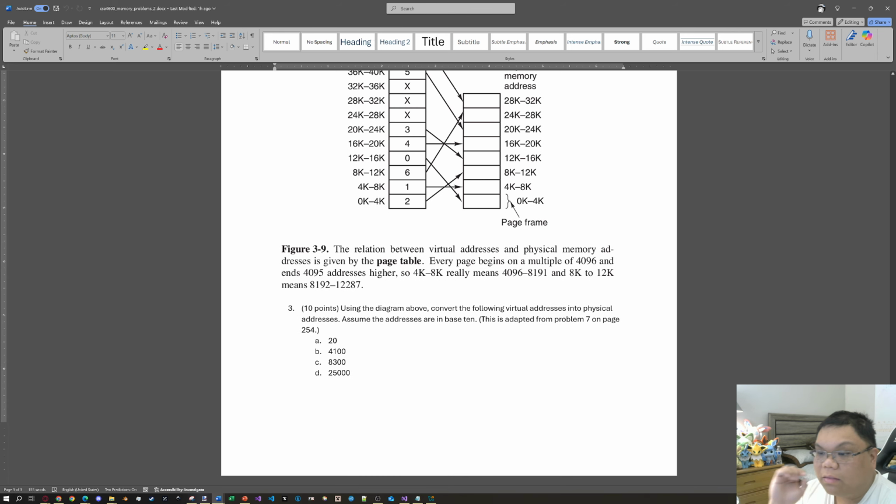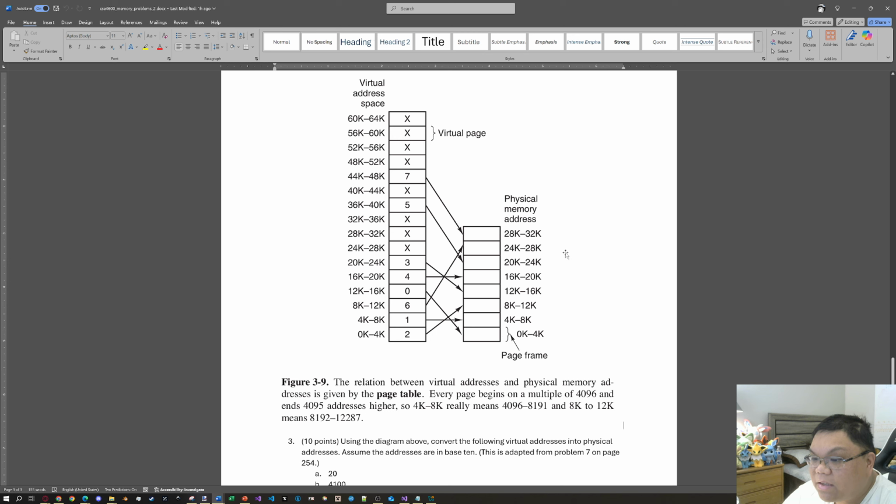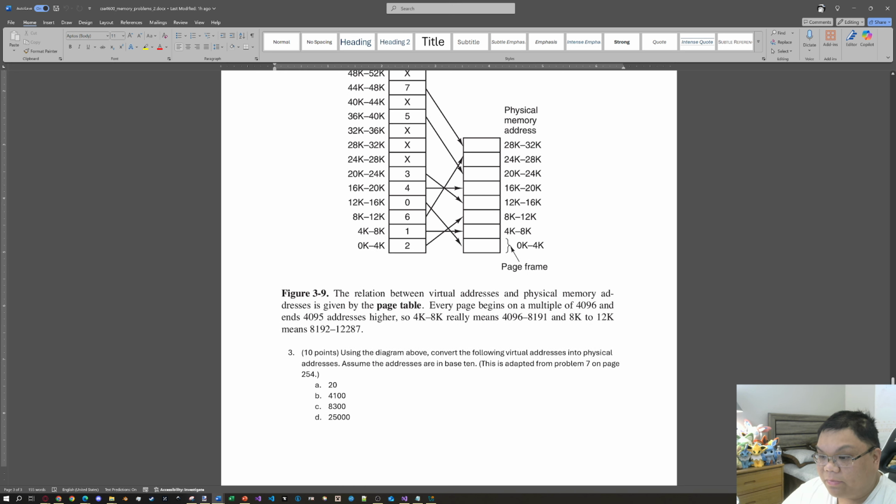So I will give you a bit of a hint. Because we know the page size is 4096 bytes, to convert these addresses from virtual address to physical address, divide that address by 4096 bytes. The answer you get, round that down, and the remainder you get, that is your offset. The answer you get from dividing, convert that page number into the corresponding frame number. Multiply that frame number by the size of your page, and then add that back to your offset.